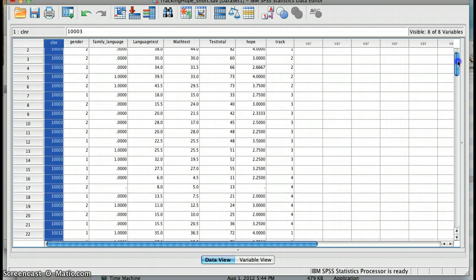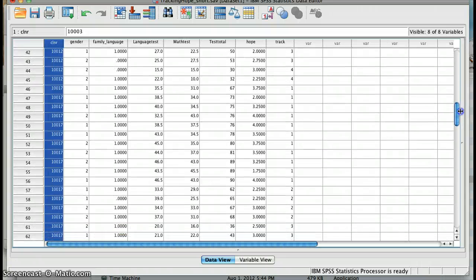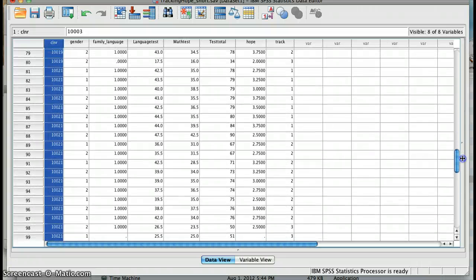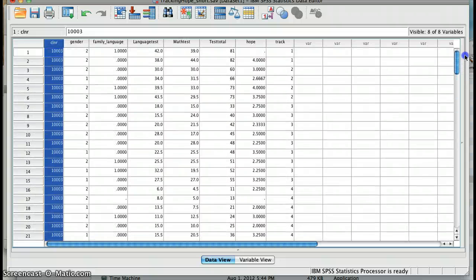So we have class 10,003, 10,012, 10,017, 10,019, 10,021. So we already have 5 different classes with 5 different levels on our factor variable. So we have more than 2 groups. We're going to go for an ANOVA.